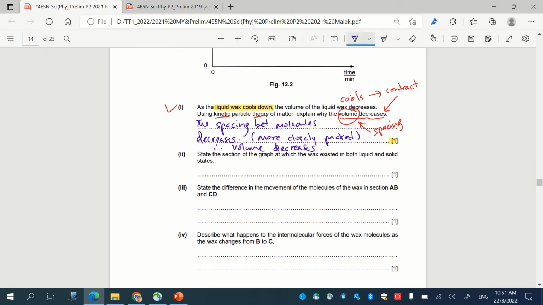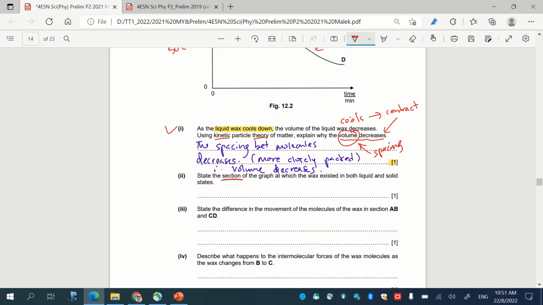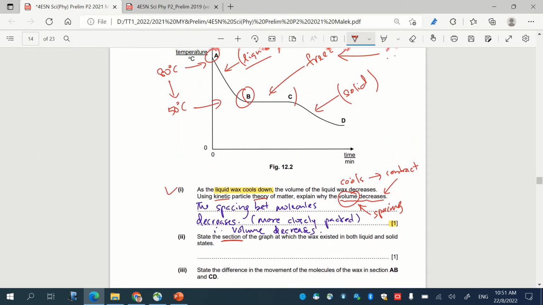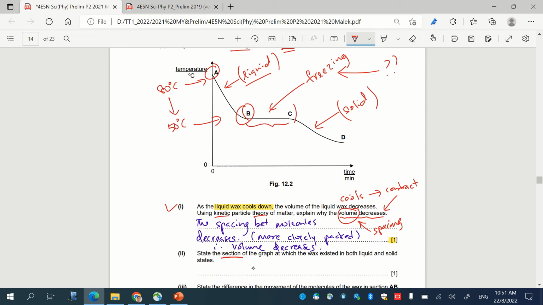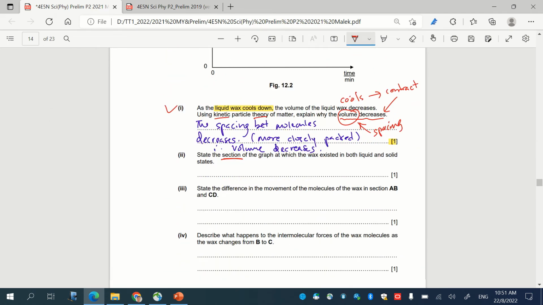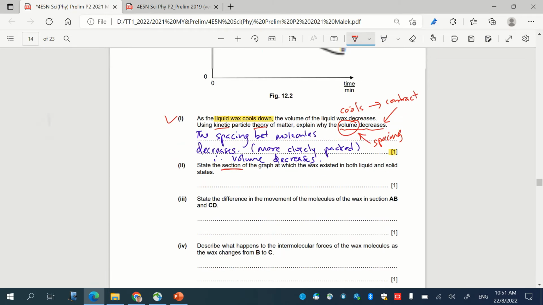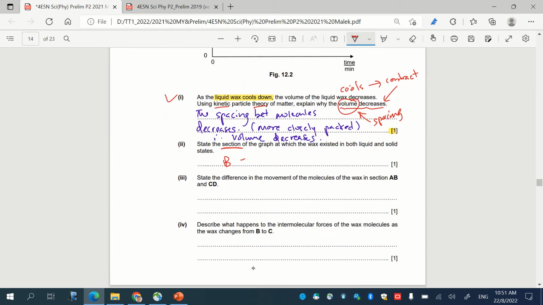Okay, 1 mark. Now next, state the section. Section means you always have to state from what to what. Section of the graph where you see both liquid and solid. So we all know it's at the freezing state, where you see both liquid and solid. So this is the part where you have to say B to C. Never just state one point because we are talking about a section. If you say only point B or point C, you won't get the 1 mark. You have to say from what to what. Section means B to C.